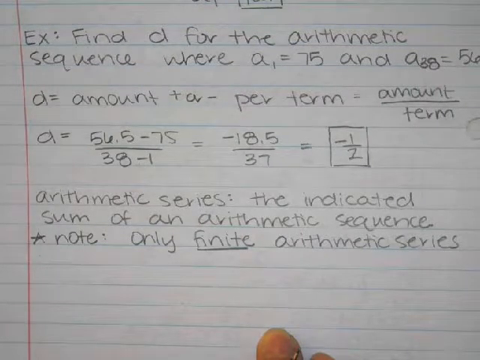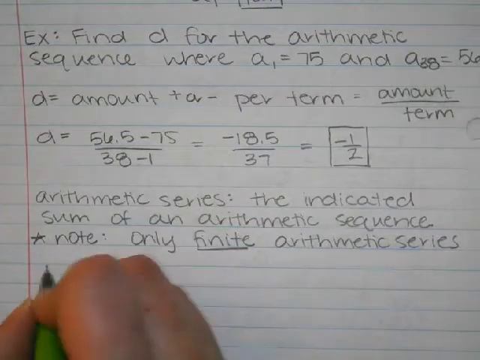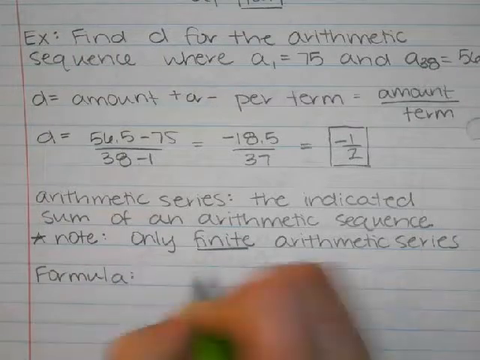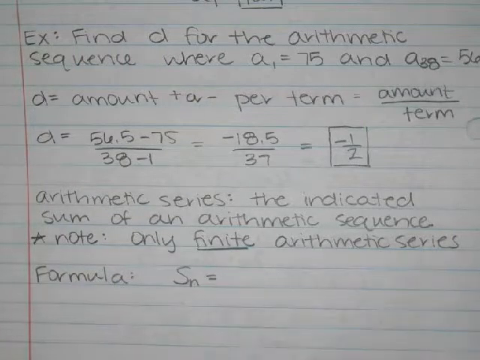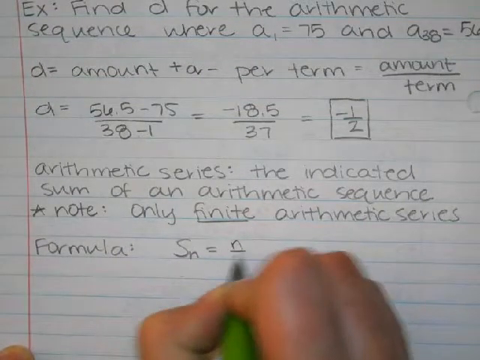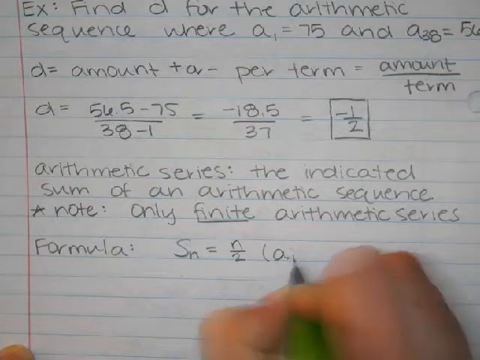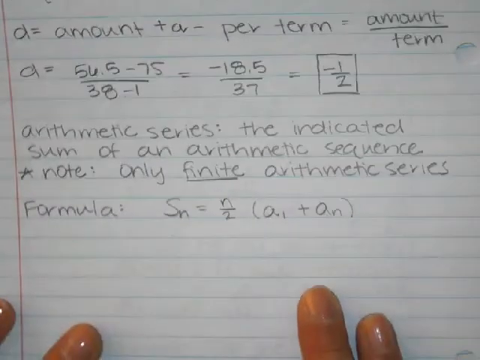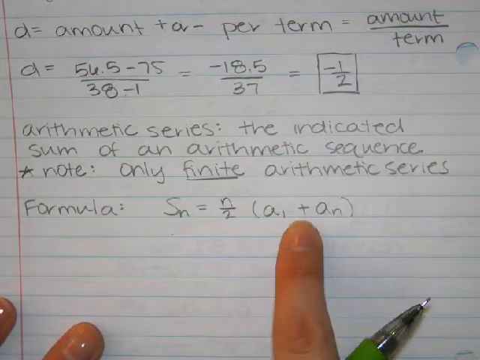Okay, so the formula that we use for this is S sub n. So this is like our partial sum formula. So we're saying we want to find the first 5 terms, or we want to find the first 28 terms, or the first 17 terms, or whatever. And it is n divided by 2 of the first term plus the last term. That's what that notation means, the first term plus the last term.